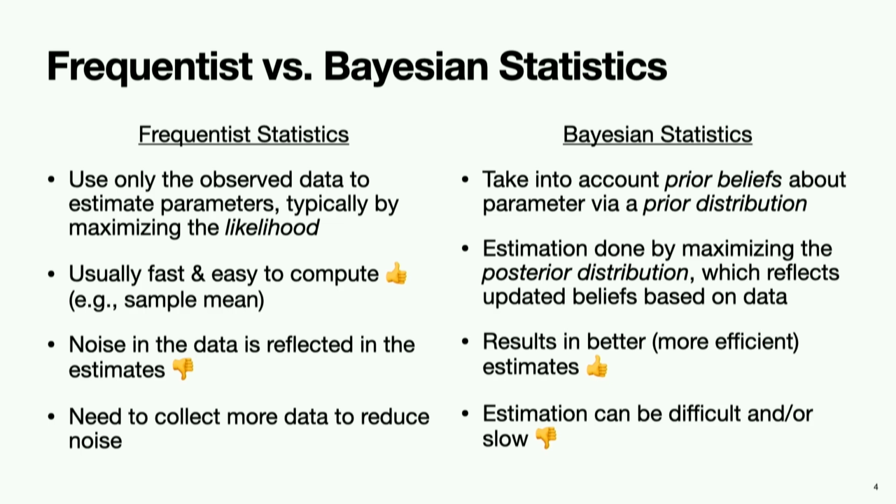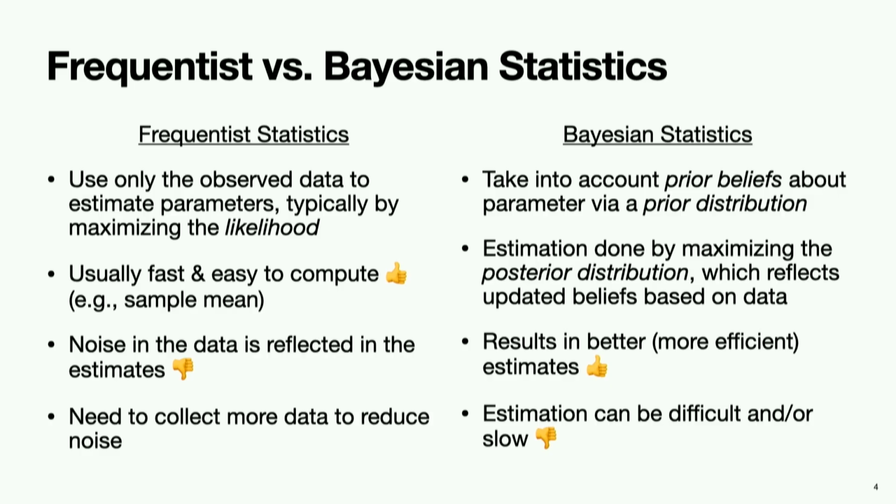So something as simple as putting a prior that enforces a positivity constraint is a form of using our prior beliefs. We do this through a prior distribution, and then estimation is done by maximizing what's called the posterior distribution, which is a combination of the data and the prior. The posterior reflects our updated beliefs after we've looked at the data, whereas the prior reflects our beliefs before we've looked at the data. Bayesian methods have been proven theoretically to result in better estimates, meaning they're closer on average to the true value of the parameter.